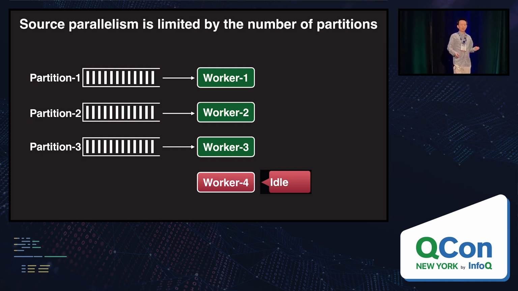Second, Kafka source parallelism is limited by the number of Kafka partitions. Adding a new worker won't help improve the read throughput because it's not getting a new partition assigned to it. Over-provisioning the number of Kafka partitions can help alleviate the problem, but too many partitions do have a performance penalty on the broker side and also on the consumer side.